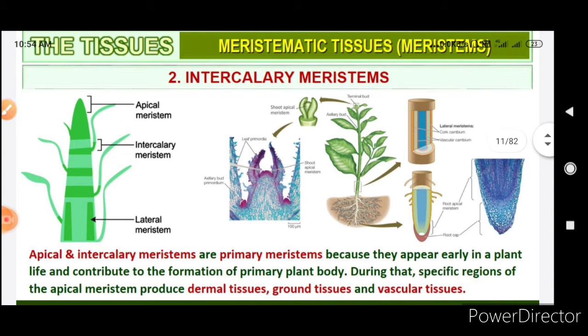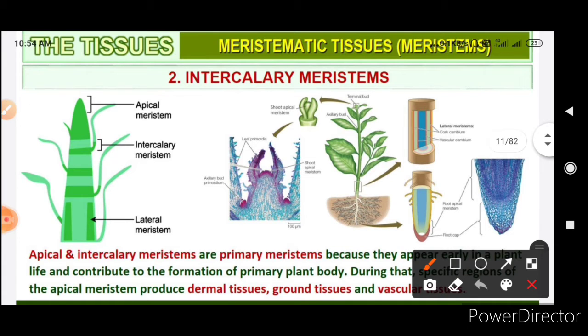Apical and intercalary meristem are primary meristem, because they appear early in the plant. Any meristem which appears early in the life of the plant can be called primary meristem and contributes to the formation of the primary plant body. That can be leaf, stem, and roots. During that, specific regions of the apical meristem produce dermal tissue, ground tissue and vascular tissue. Now, everything in the plant should be coordinated for the smooth ongoing of the plant to survive in the environment.